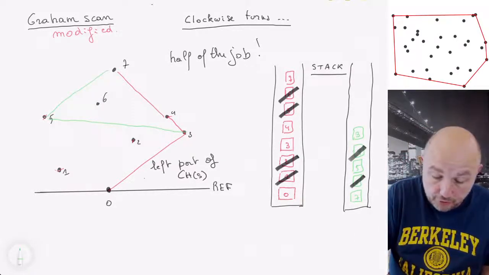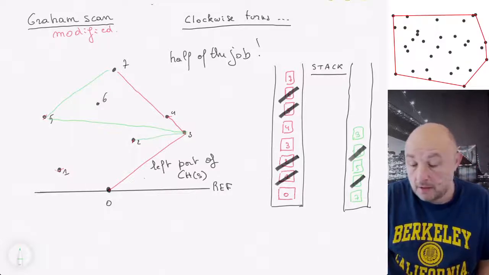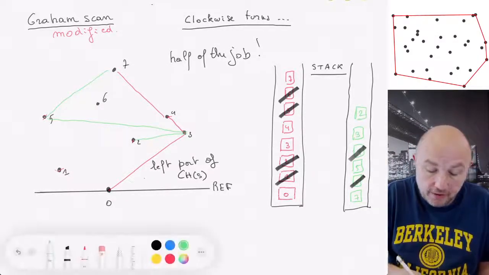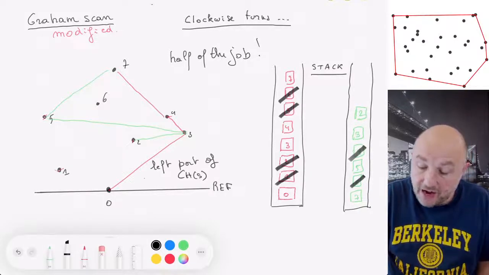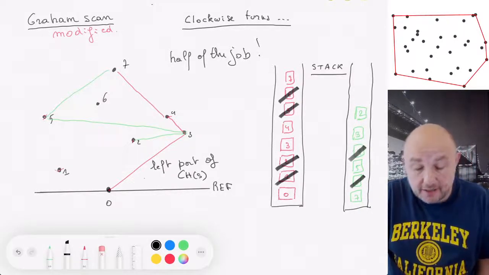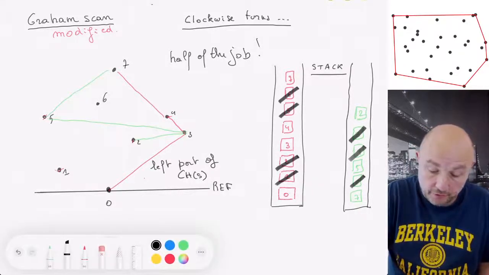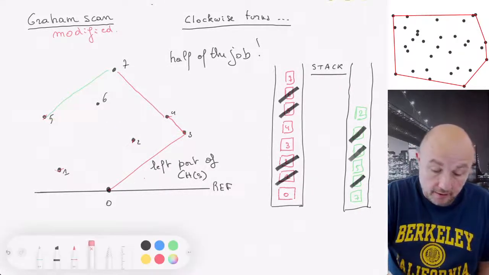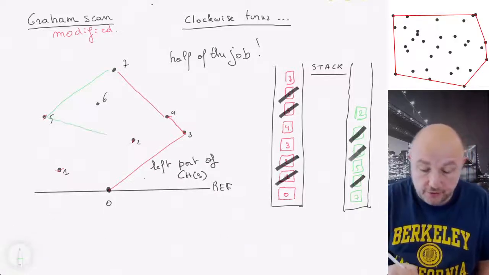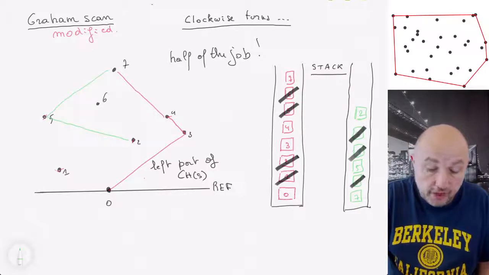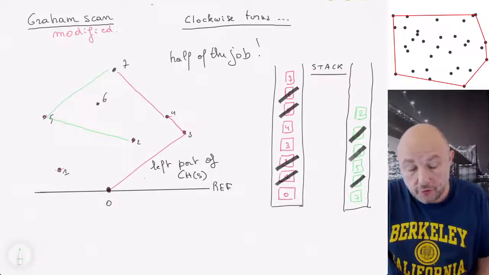But then we put 2. And of course, with 2, we are in a bad situation because it's obvious that 5, 3, 2 is a clockwise turn. So we remove 3. We're removing 3, we put the line there, and that is the new situation. 7, 5, 2 is a counterclockwise turn.